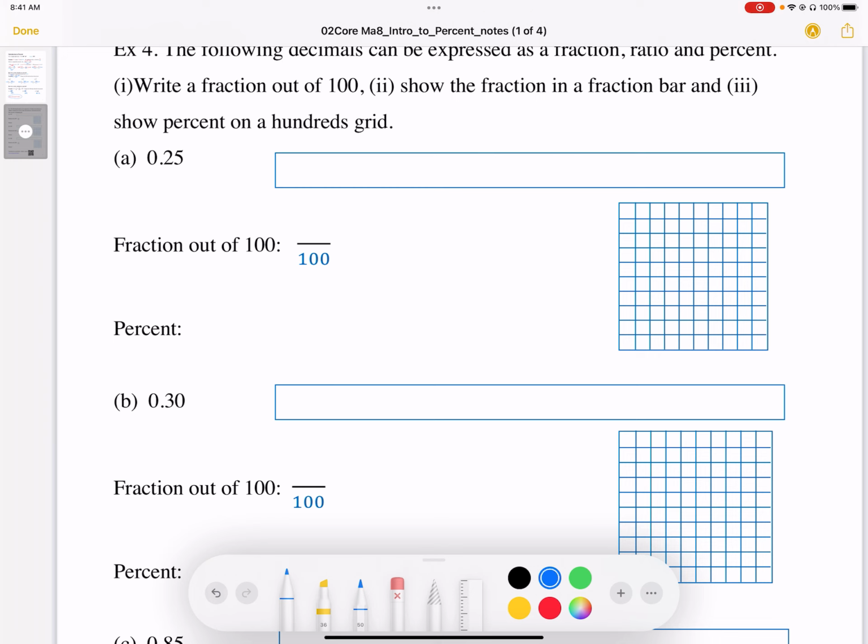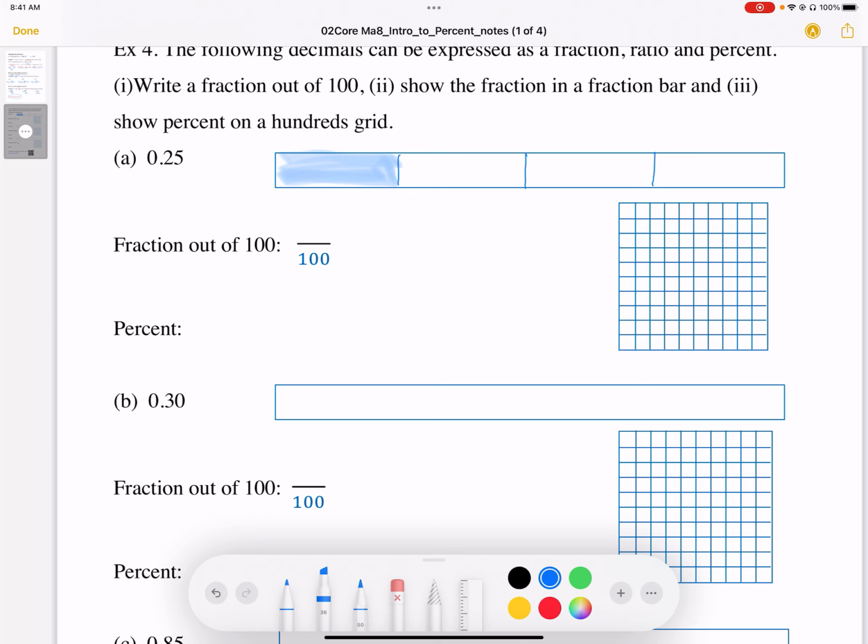So 0.25 on my fraction bar, I'm going to divide this up into half. Do a little bit better job here. Half is probably about there. Half and half will give me 0.25. So there's my 0.25 that I'm looking for.